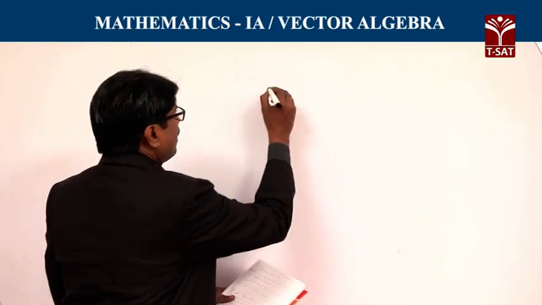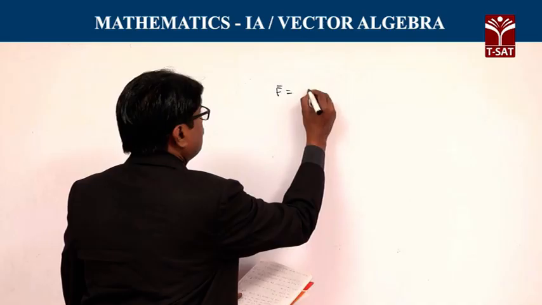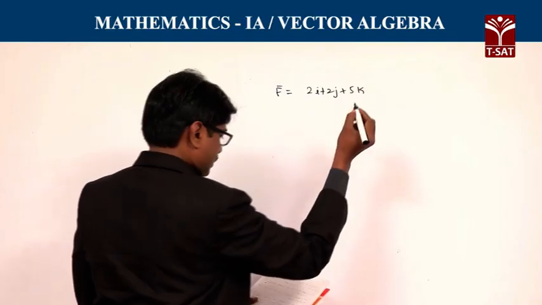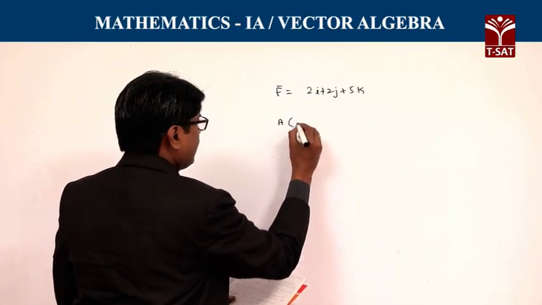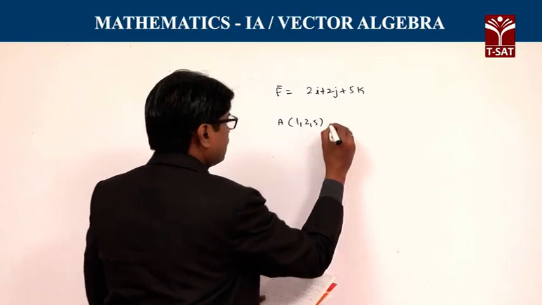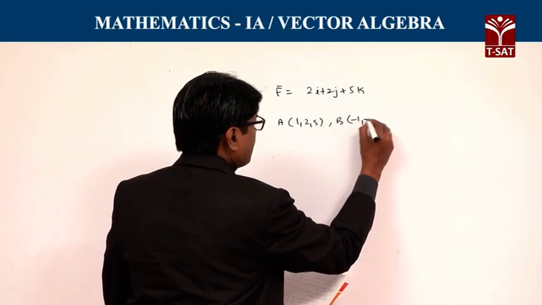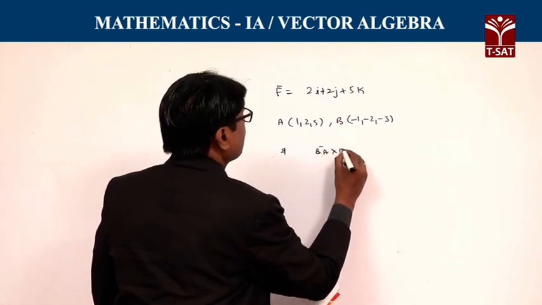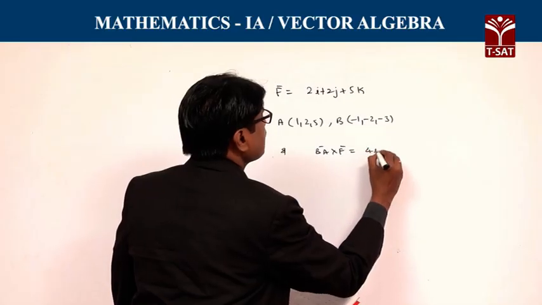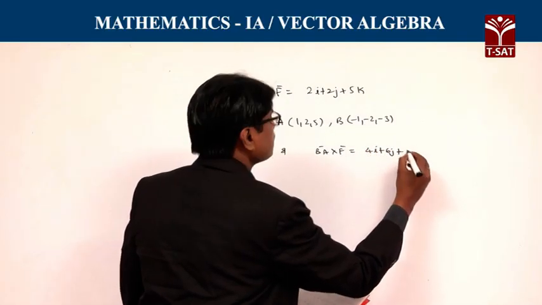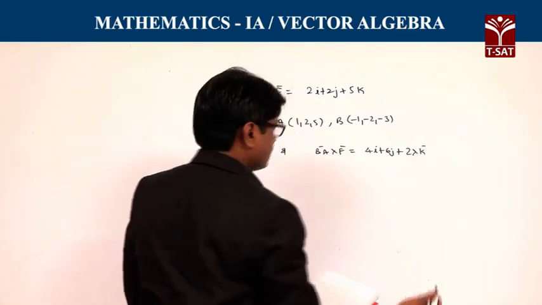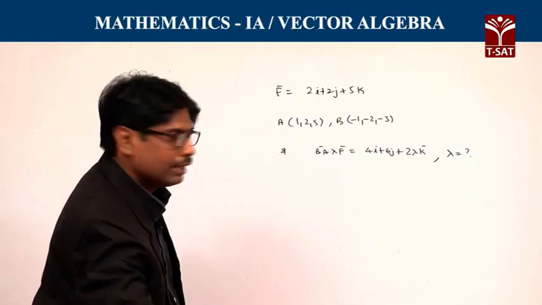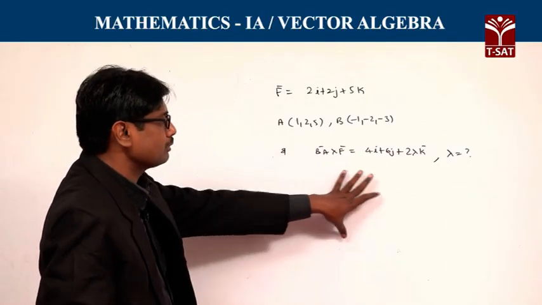F bar is equal to 2 times of i bar plus 2 times of j bar plus 5 times of k bar, and a point A is (1, 2, 5), B will be (minus 1, minus 2, minus 3). BA bar cross F bar is equal to 4 times of i bar plus 6 times of j bar plus 2 lambda times of k bar. Then the value of lambda is equal to, given that BA bar cross F bar is equal to this value.